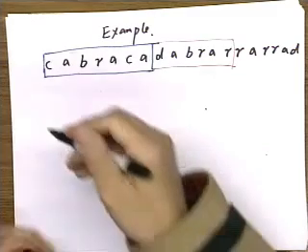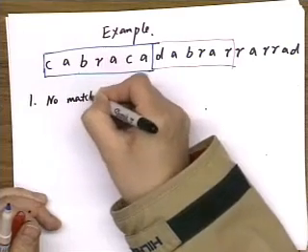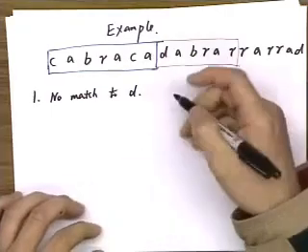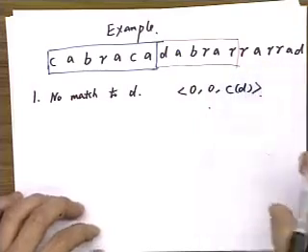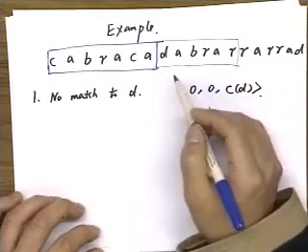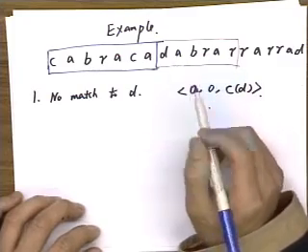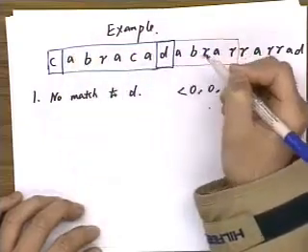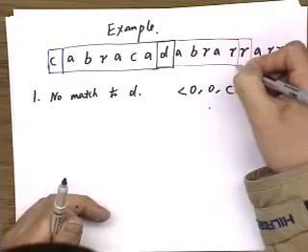First, we're trying to find a match to D, but we can see that there is actually no match to D. So we just encode D as 0, 0, and the code word of D itself. And we only encode one symbol, so we move both the search buffer and the look-ahead buffer by one symbol. So this is our new search buffer, and this is our new look-ahead buffer.